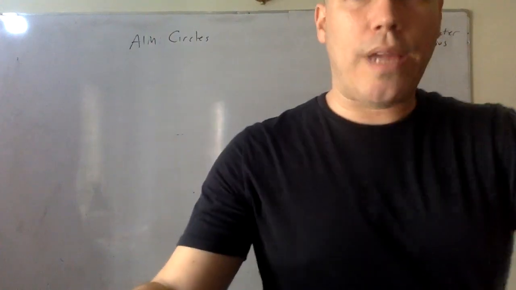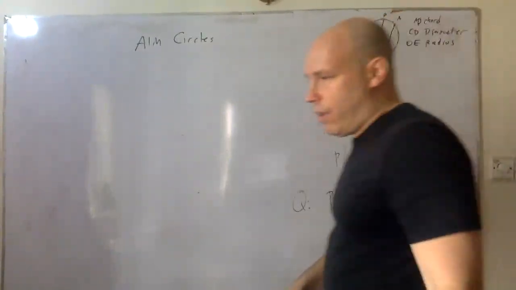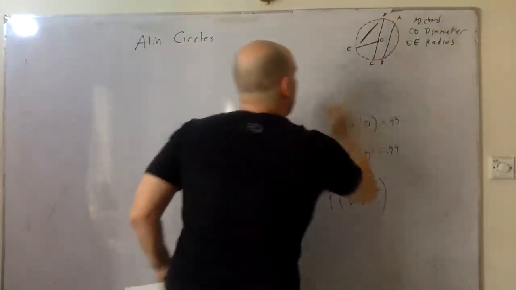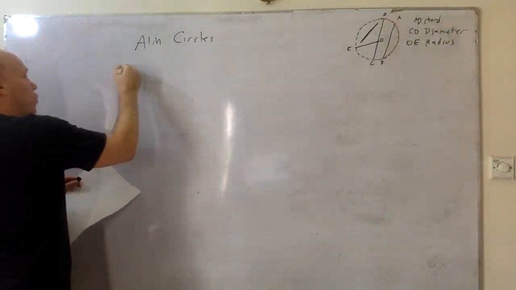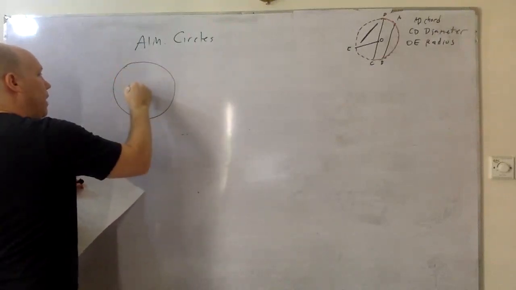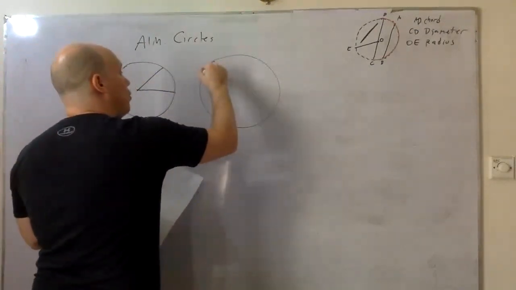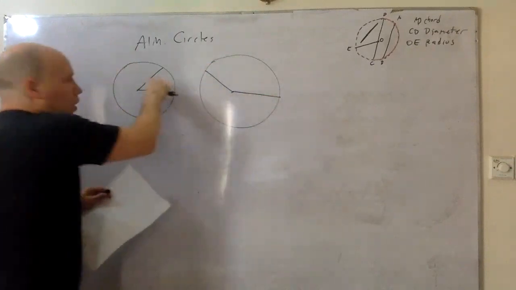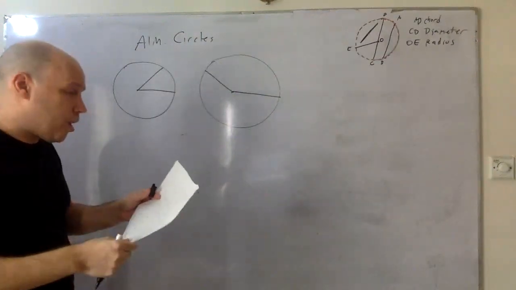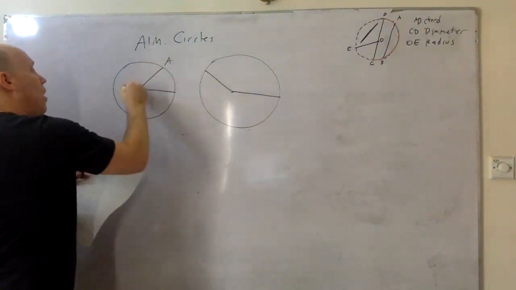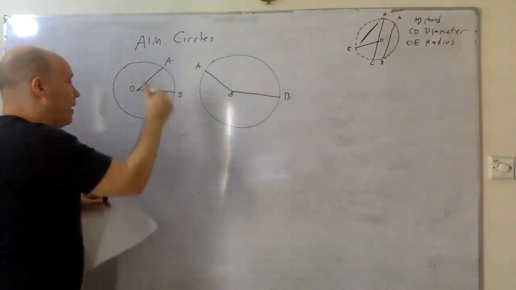Okay, let's continue with circles. We have a circle, and then we put in a central angle. Sometimes it looks like this, it might look like this. I don't want you to assume that it's always an acute angle. It could be obtuse, it could be reflex. So the question I'm going to ask you is, let's call this AOB. I don't want you to assume that I'm telling you it's an acute angle in here.